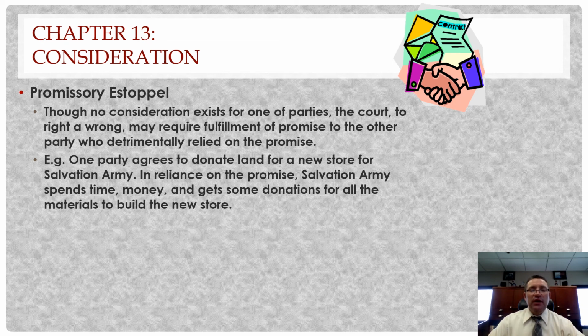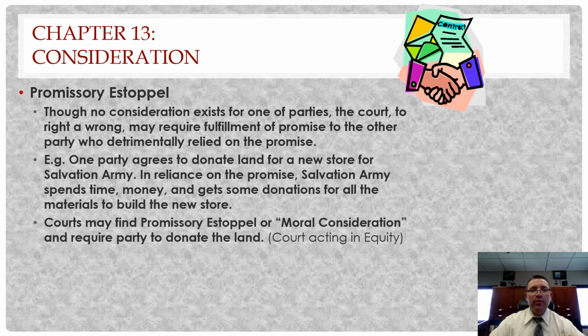All right. An example of that is one party agrees to donate land for a new store to Salvation Army. They rely on that promise. They go out and they spend time, money, and they get some other donations for materials to begin to build the store. And all of a sudden you say, no, I'm not going to give you that land. And the argument is, well, you never gave me any consideration in that situation. Once you've made that promise and they detrimentally relied on that promise, we're going to hold you to that at that point in time, right? So that's one of the ways in which promissory estoppel may work.